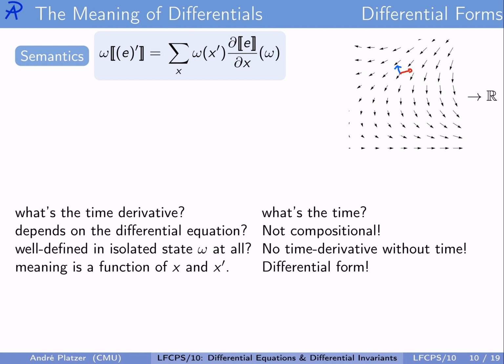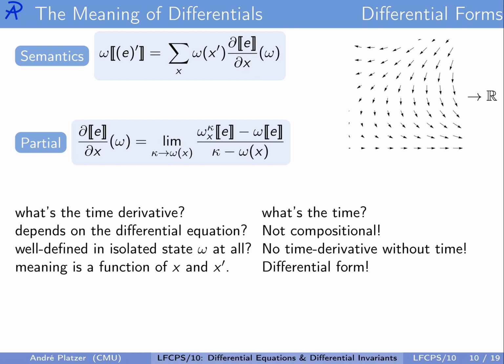In other words, what we're defining is the meaning of the e prime terms in a state omega is the sum over all variables of the value that the x prime variable has in the state multiplied by the partial derivative that the value of e has in the state omega as you're varying the value of x.